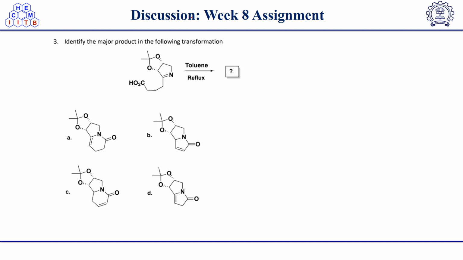Moving to the third question, identify the major product in the following transformation. Which will be the major product if we are treating this compound with toluene under reflux condition? We are heating this compound by dissolving it in toluene up to reflux. So, what can happen? What will be the major product in this reaction?